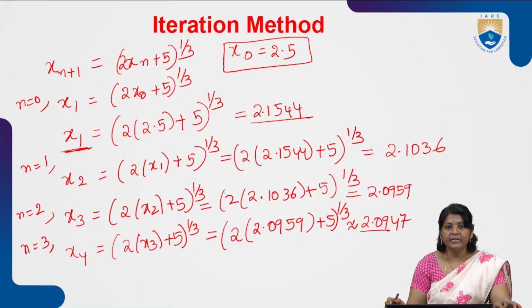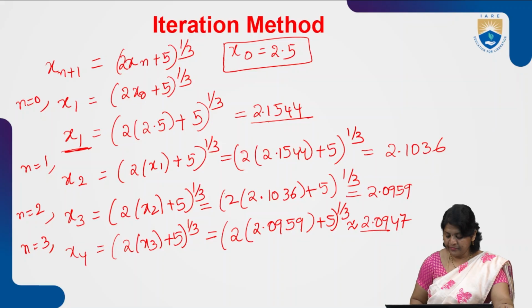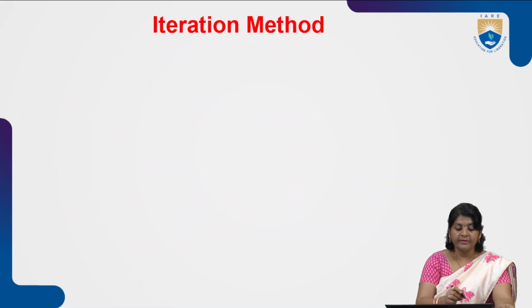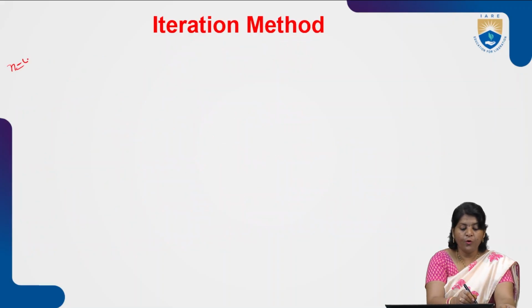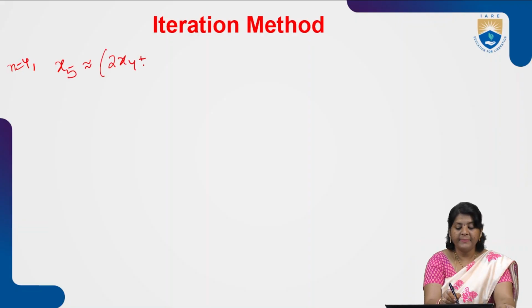We can conclude that the root of the given function is 2.09 if we are considering 2 decimals. But here we are considering up to 4 decimals, so let us see how many iterations it requires. For the next iteration, n is equal to 4, x5 is approximately equal to (2 x4 plus 5) whole power 1 by 3.